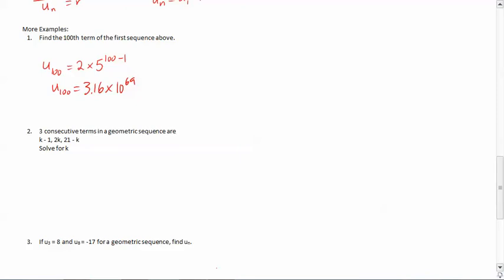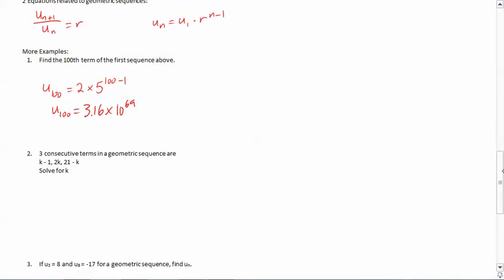3 consecutive terms in a geometric sequence are k minus 1, 2k, and 21 minus k. Now we've got the equations up above. We have the one that gives us the general term, and we also have the one that tells us about the constant ratio. Now again, we don't know if this is the first term or the last term or the middle term, nor do we know anything about them particularly. We don't know the constant ratio at this point.